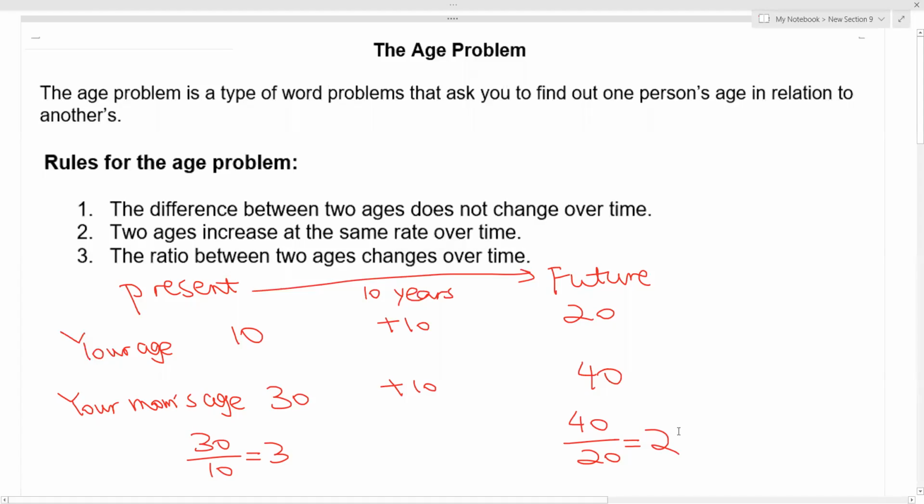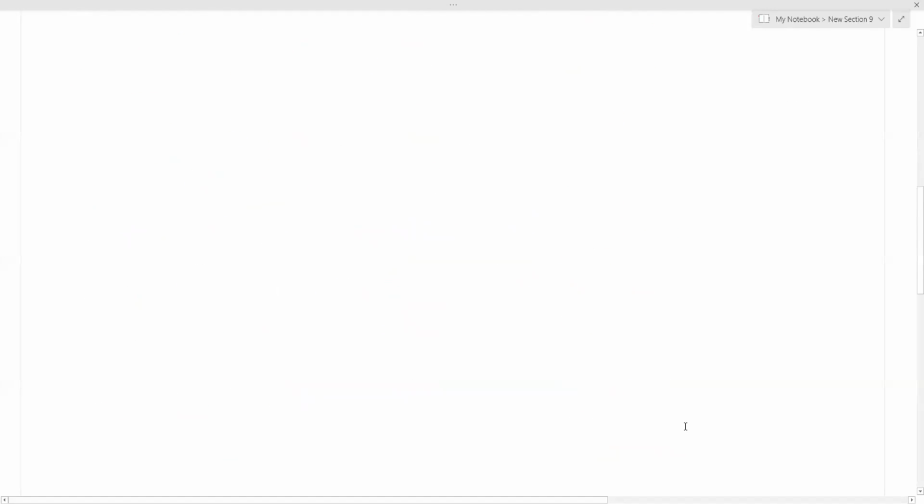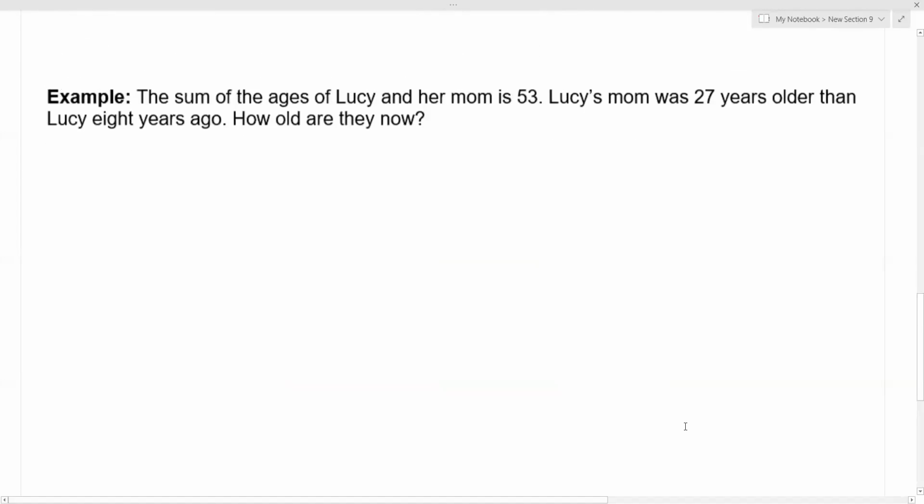So we're going to look at the first example. Are you ready? Let's scroll down and look at the first example. Okay, first example. The sum of the ages of Lucy and her mom is 53. Lucy's mom was 27 years older than Lucy 8 years ago. How old are they now?